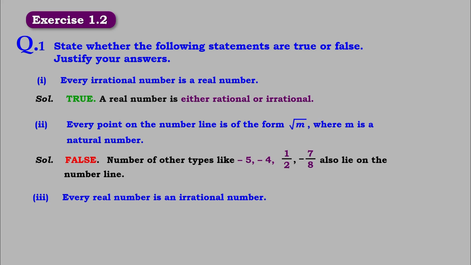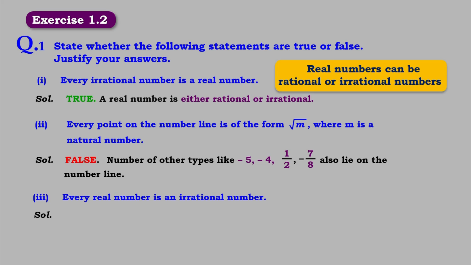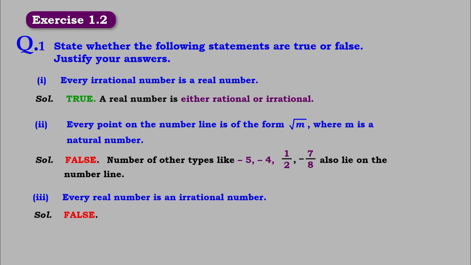Every real number is an irrational number. Real numbers can be rational or irrational numbers. So that's why it is a false statement, because rational numbers are also real numbers.